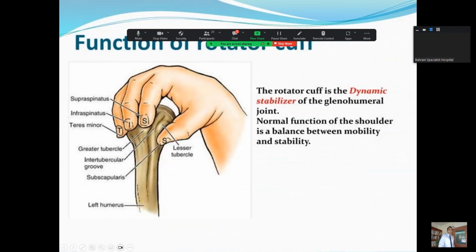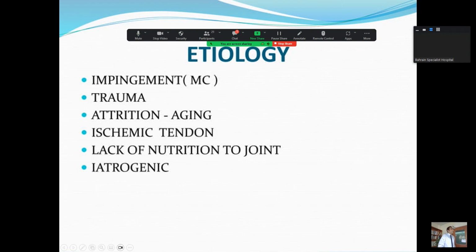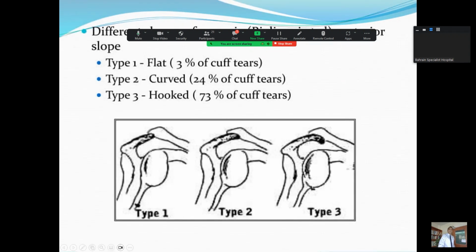So the main function of the rotator cuff is dynamic stabilization of the glenohumeral joint. Normal function of the shoulder is a balance between mobility and stability. The most common etiology for a rotator cuff tear is impingement. Other causes like trauma and the aging process can lead to degenerative tears in the rotator cuff, ischemia of the tendon, lack of nutrition to the joint, and iatrogenic conditions. Iatrogenic in the sense that some surgeon inadvertently damages the rotator cuff during a subacromial decompression.